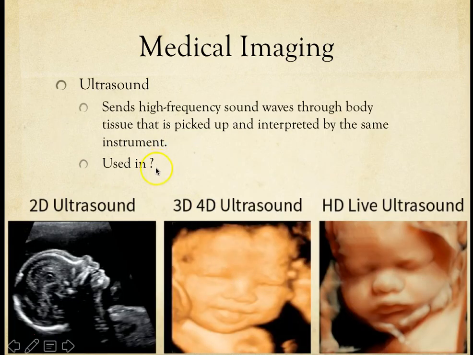Ultrasounds have gone a long way. Obviously, we use lots of ultrasounds for pregnant women. So here's 2D, 3D, HD live ultrasound. I mean, that's pretty impressive how far the technology has come. So you can see it's just high frequency sound waves that are sent through the body. It's picked up and interpreted by the machine that's sending the information. Okay. Some other times, ultrasounds are used in other internal organs to see if they can detect any kind of problems with like blood clots and things like that.